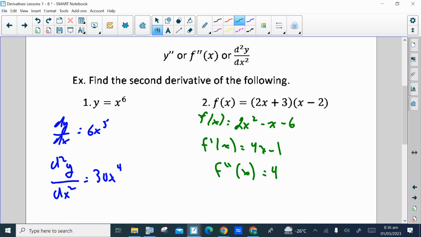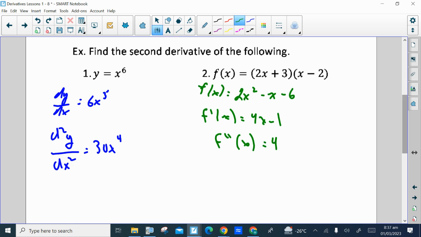You don't have to multiply out, but then you'd have to use the product rule to differentiate. This is much easier. Yep, it would work. So in this case, you can't go further. You couldn't take the third, fourth, fifth derivative because now we're down to a constant. But for the first one, you could.